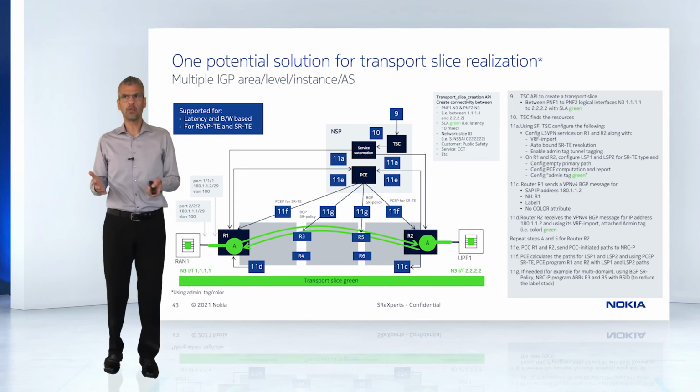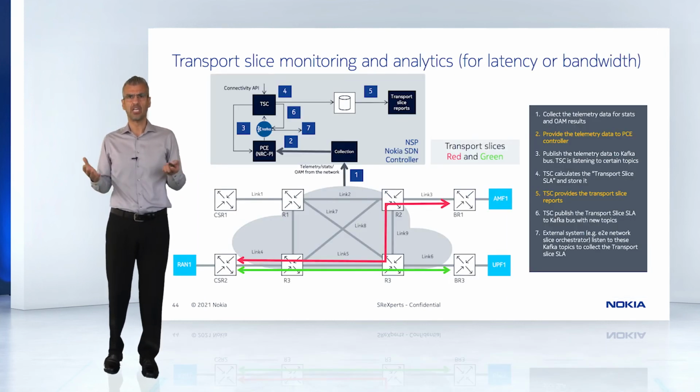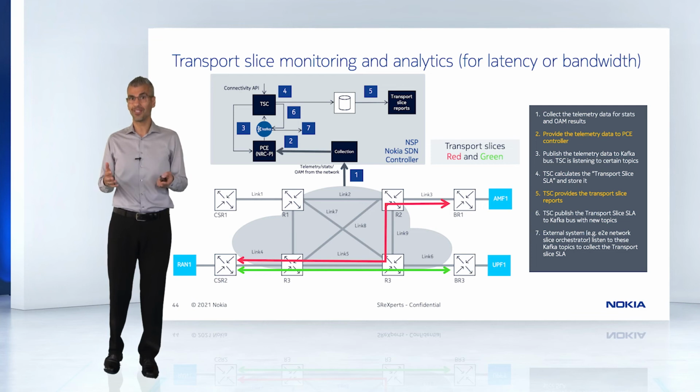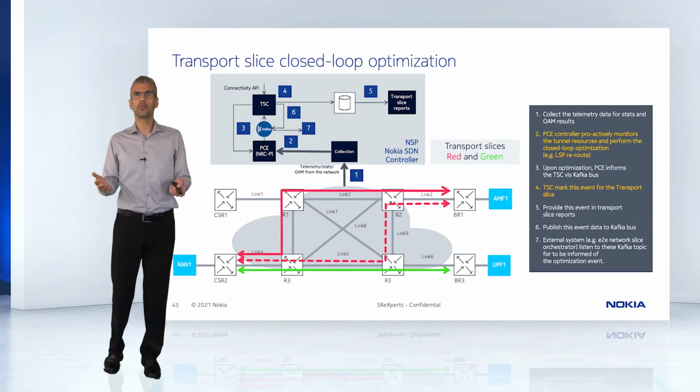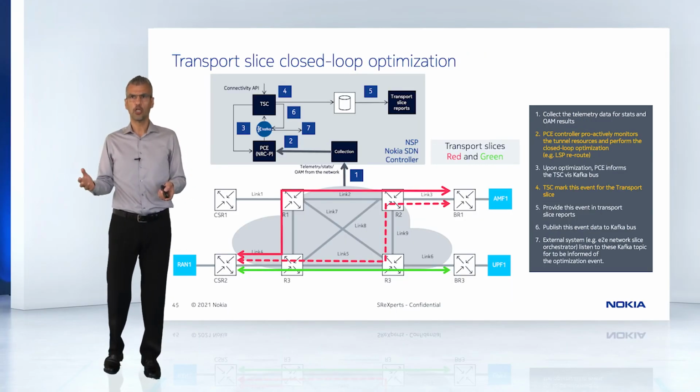We are also doing the monitoring and analytics, as I mentioned. We collect the telemetry data from the network, and from that, we provide all the statistics. We gather all the statistics, OAM-related stuff, from the network. We aggregate it in the context of a transport slice, and we show that in the dashboard, for example, and we use that one to say whether or not a transport slice is healthy or not. And also for closed loop optimization, we use that telemetry data to close the loop.